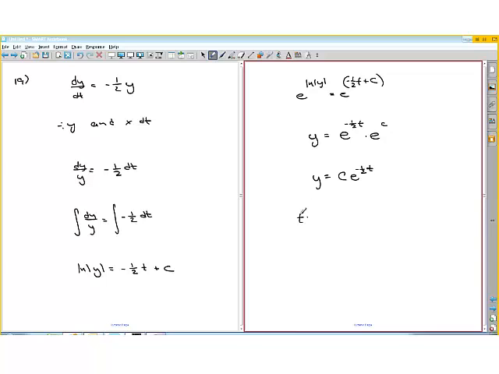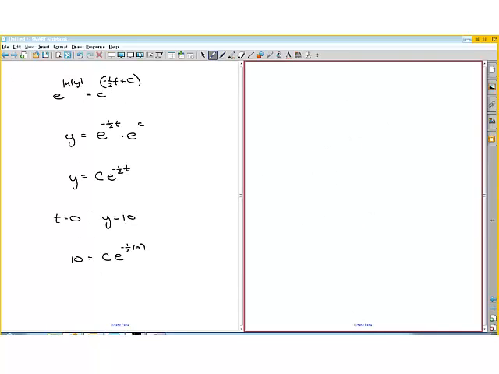Now we use the initial condition that at t equals 0, y is equal to 10. So 10 is put on the left-hand side. We have c e to the minus 1/2 times 0. So we get e to the 0, and e to the 0 is 1. So 10 is equal to c times 1. So c is equal to 10.